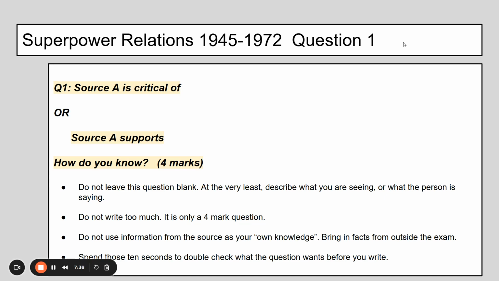And just those 10 seconds at the start, just double check what the question wants. Critical or supports? What's the event focus? Have you definitely got Source A?